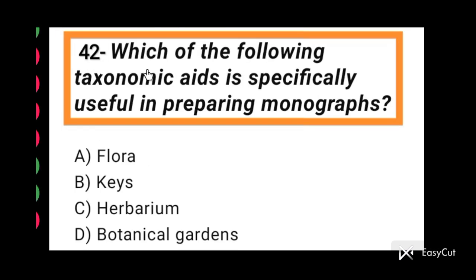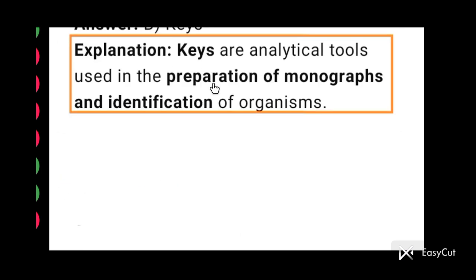Question number 42. Which of the following taxonomic aids is specifically useful in preparing monographs? Answer is option B, keys. Keys are analytical tools used in preparation of monographs and identification of organisms.